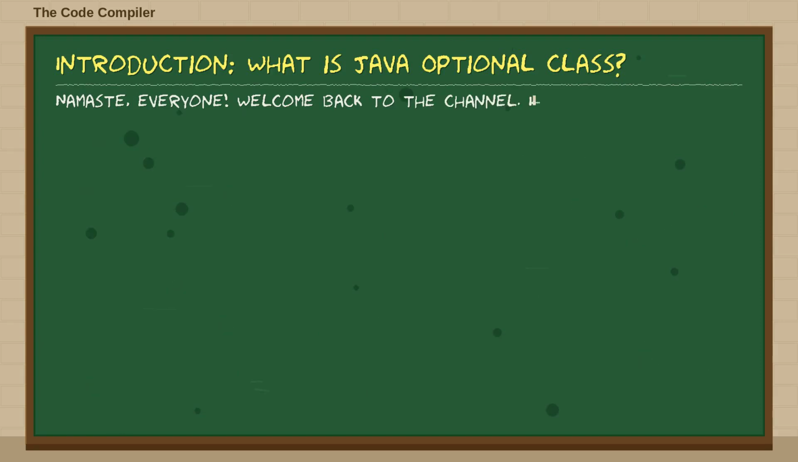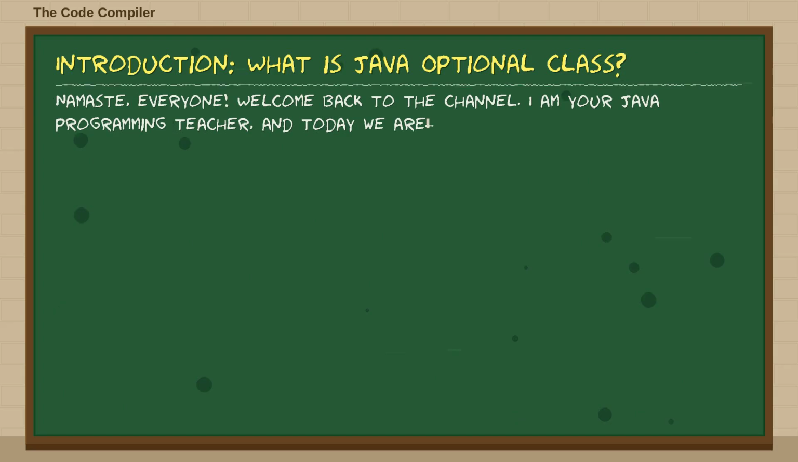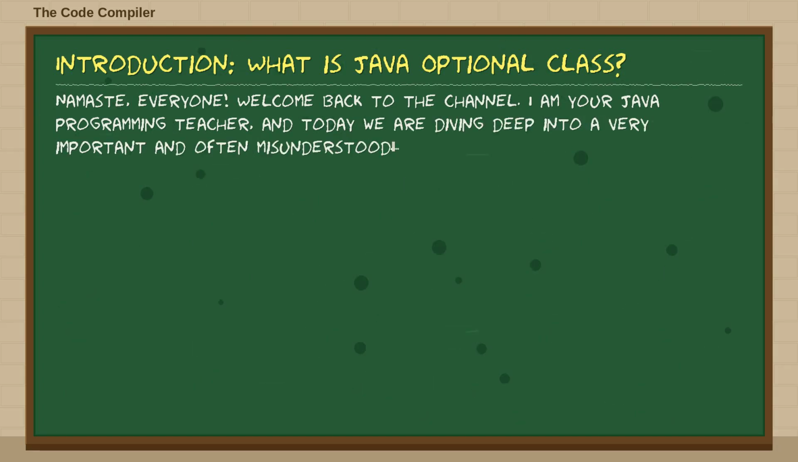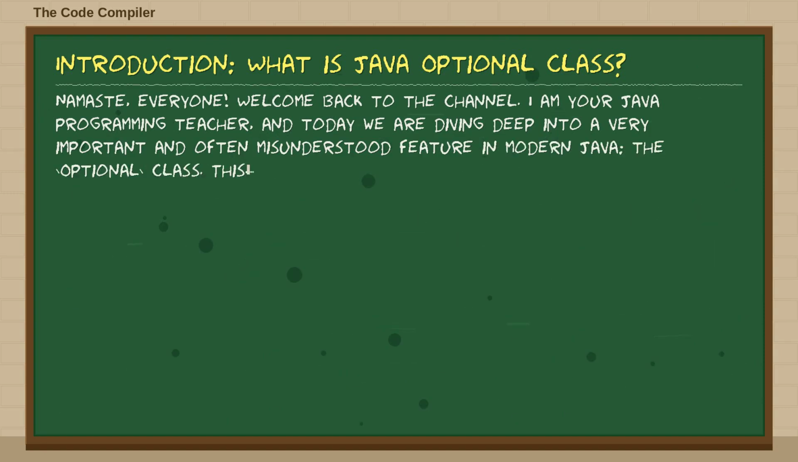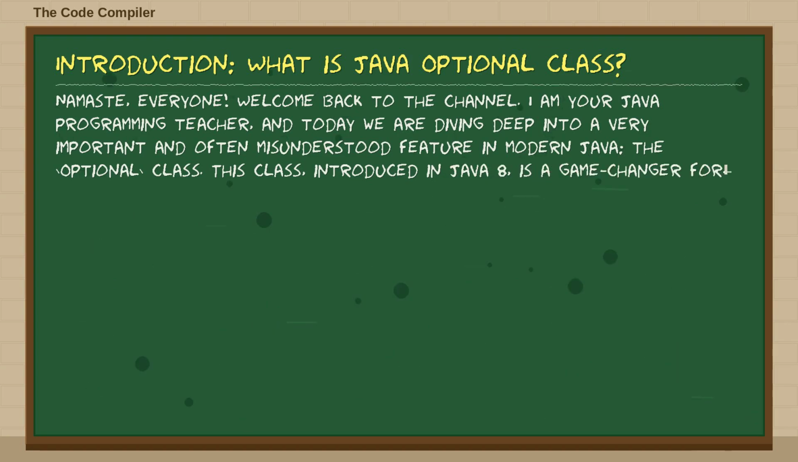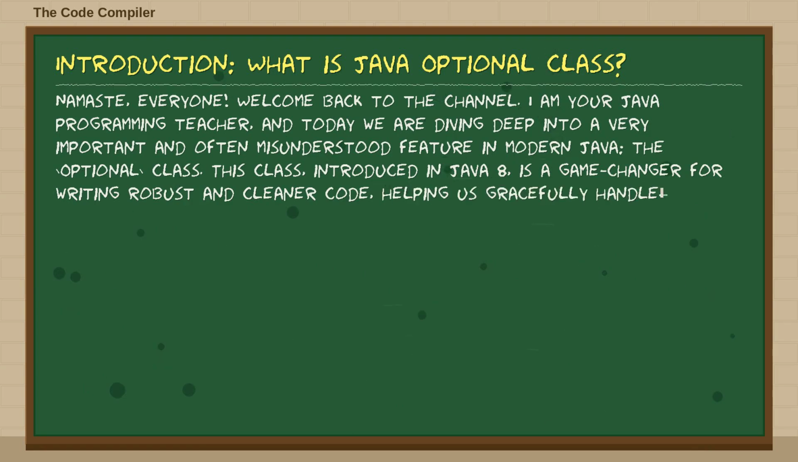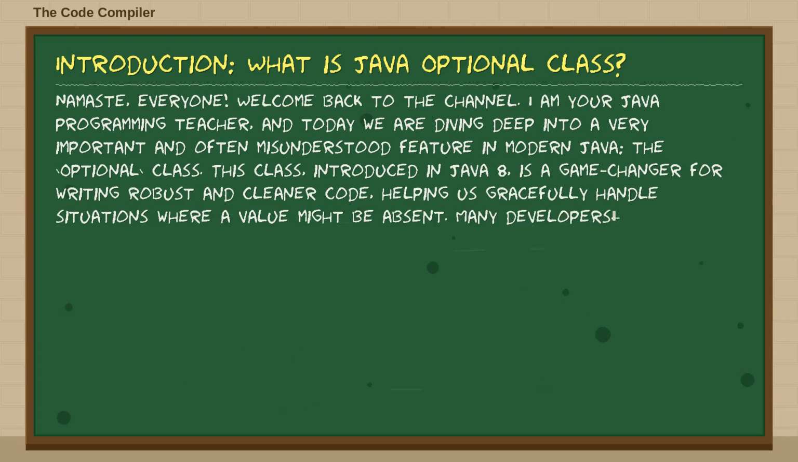I am your Java programming teacher, and today we are diving deep into a very important and often misunderstood feature in modern Java, the Optional class. This class, introduced in Java 8, is a game changer for writing robust and cleaner code, helping us gracefully handle situations where a value might be absent.